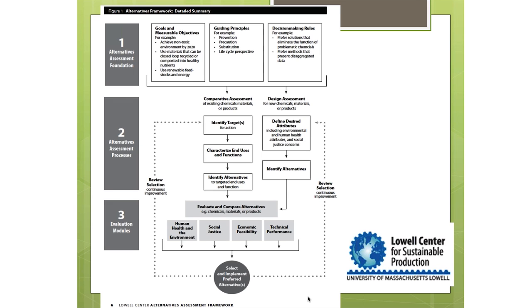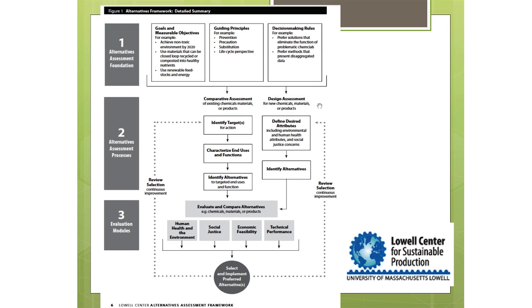So I'm hoping this is somewhat legible, but if you want to see this in more detail, there is a document available from the Lowell Center for Sustainable Production. This is the same document which defined alternatives assessment, the definition that I provided a couple of slides ago. So this really has created the structure for how alternatives assessment is done, and then the practice has developed from here and tools have been created for each of these elements.